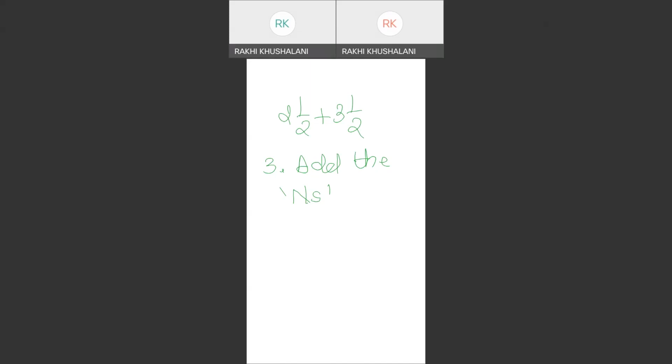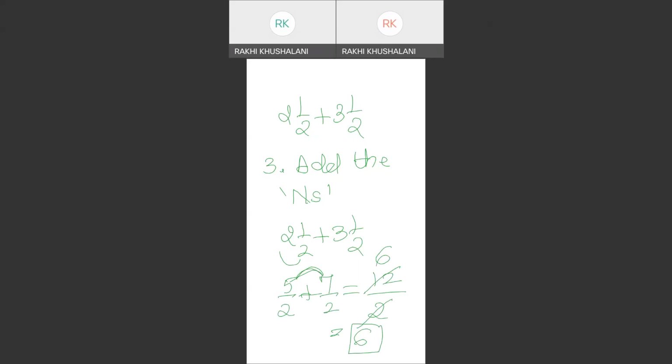Now let's see. 2 1/2 plus 3 1/2. You know how to do the conversions now. 2 into 2 is 4 plus 1 is 5, 5 upon 2. This is 7 upon 2. The denominators are same, so keep them. 5 plus 7 is equal to 12. Do the cancellation. 2 into 1 is 2, 2 sixes are 12. And the answer is 6. If you remember, in the first way, the common sense way also, we got the answer as 6.